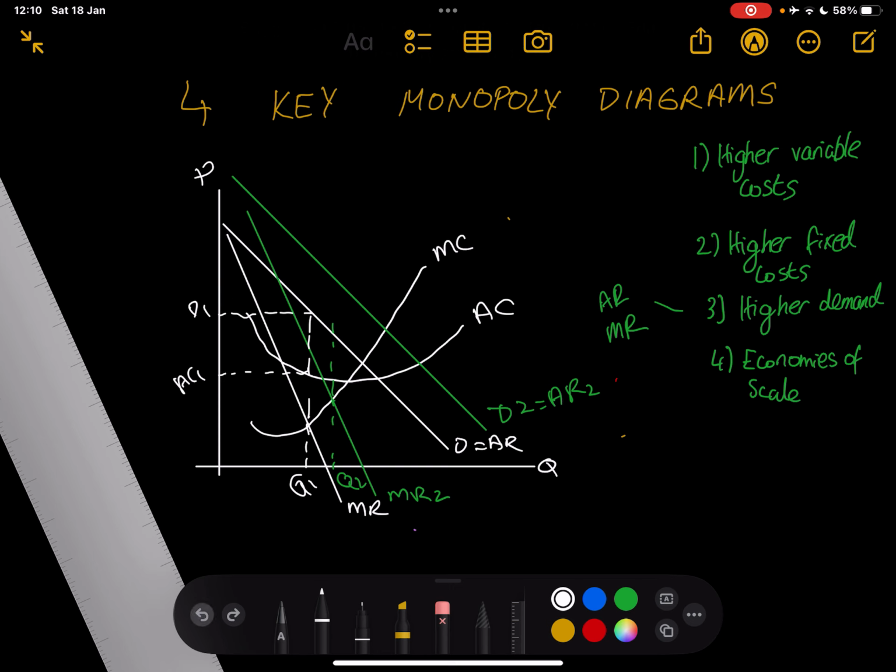Like for example, the monopoly is spending money on advertising, or they launch a new product that opens up a new market niche for them. So that's the situation for higher demand.